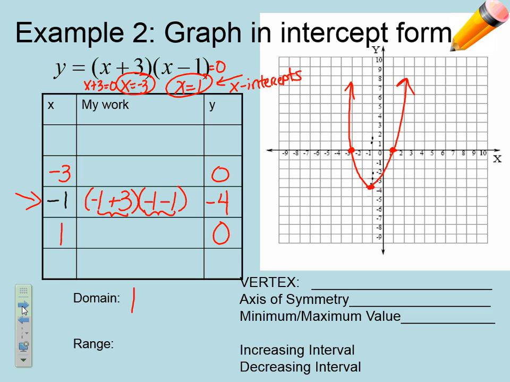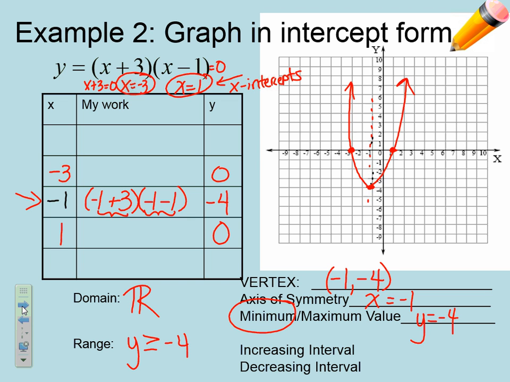So the domain again is all reals. The range here looks like we go down to -4, so y is greater than or equal to -4. The vertex we just said is at (-1, -4). The axis of symmetry, we would fold on the line where x equals -1. If we folded it in half, it would be right there. Does it have a minimum or a maximum value? It has a low spot. How low does it go? Down to where y equals -4.